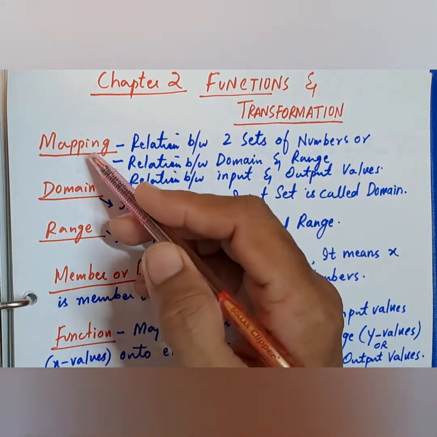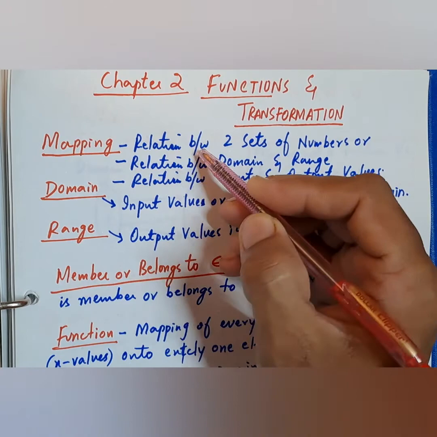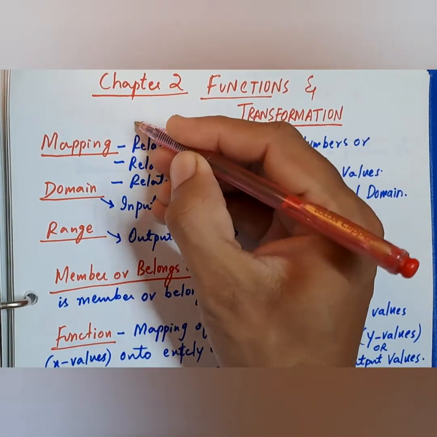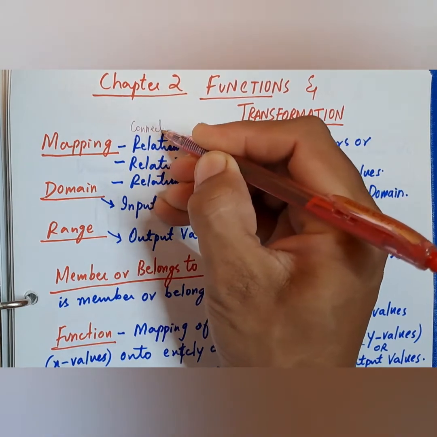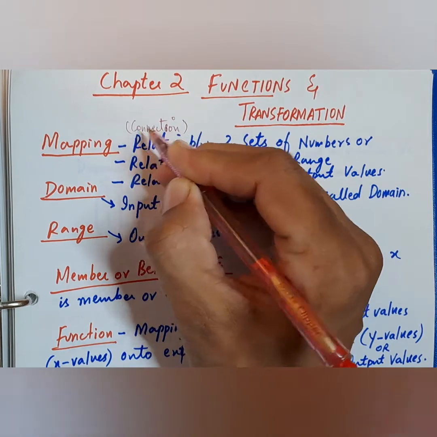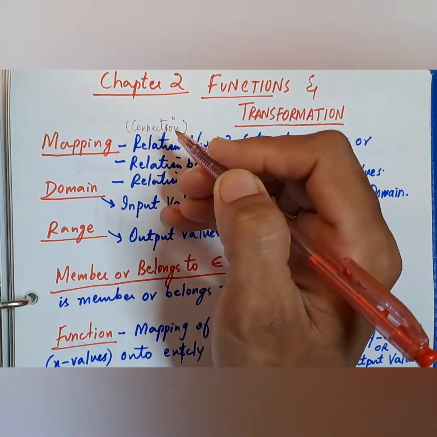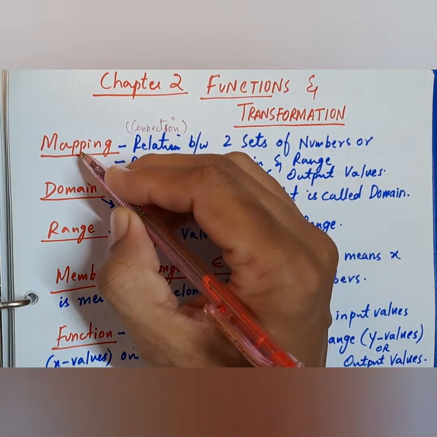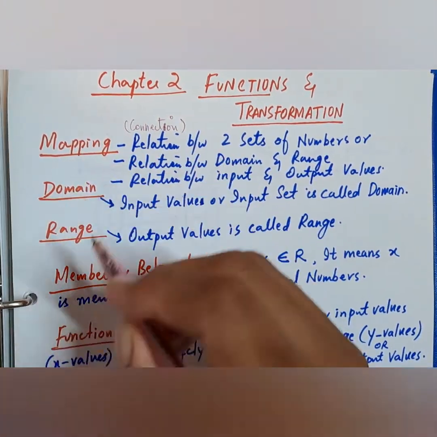Mapping. First of all, mapping means relation between two sets of numbers. Basically, relation is a relation. You can also understand it as a connection. If you have some connection between input and output values, if you connect input and output values, you will say that it is a mapping. Okay, you are doing mapping.